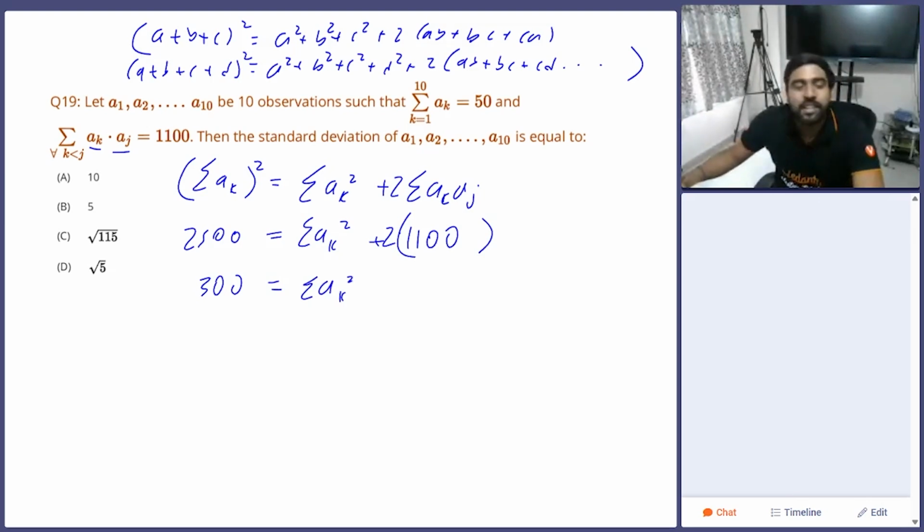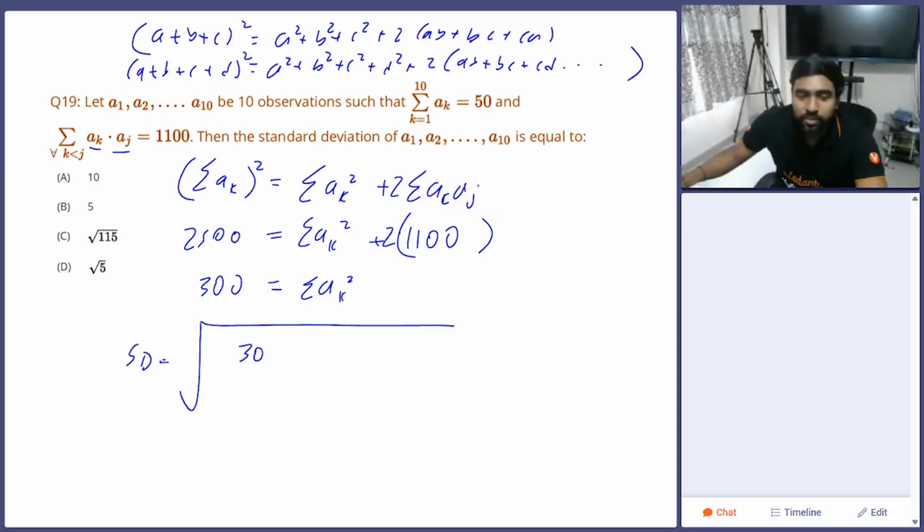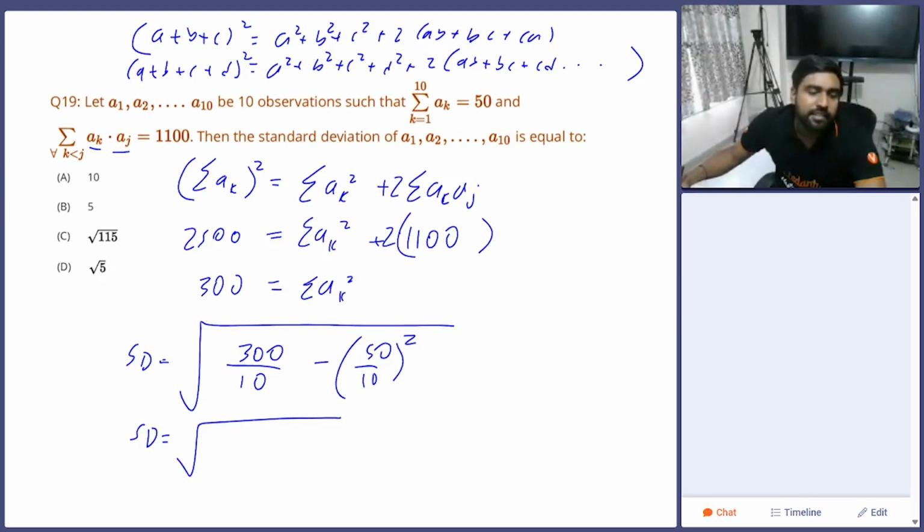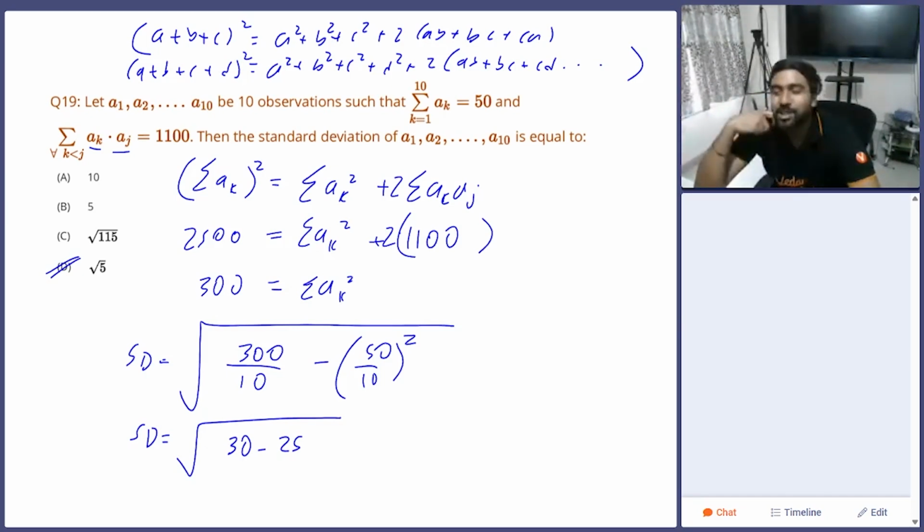And the moment I have summation a_k square, I can say that my standard deviation is root of summation a_k square divided by total number of terms, minus summation a_k upon total number of terms whole square, the average square. So what's this? Standard deviation will be equal to root of 30 minus 5 square, 25. It's root 5, which is option D. That's option D will be the answer over here for this question. Plain and simple, basic manipulation is all that we have to do over here. Okay. Hope the idea is clear.